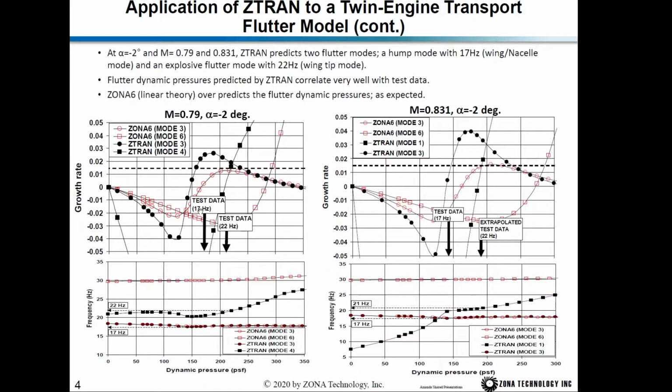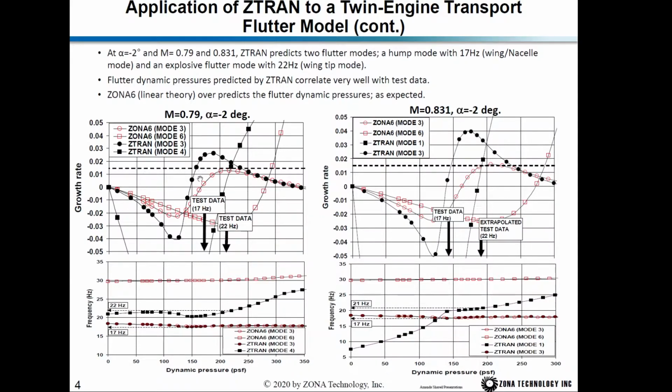First, let's look at Mach 0.79. If we assume the viscous damping of the structure to be 1.5%, then when you cross this 1.5% damping line, Z-Trin predicts the flutter boundary of the wing nacelle mode at a dynamic pressure around here, whose corresponding flutter frequency is 17 Hz. The wind tunnel test flutter boundary of the wing nacelle mode is right here.